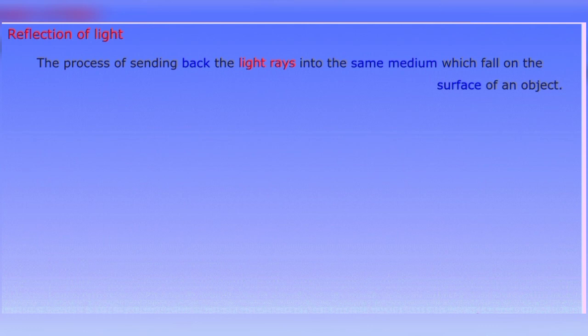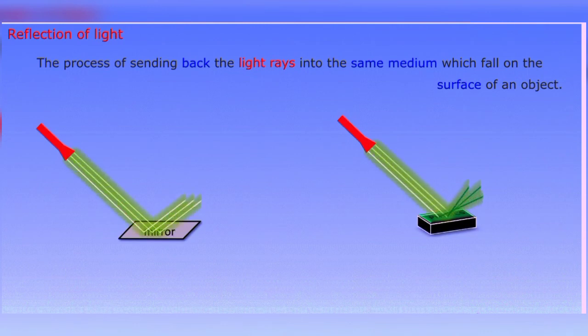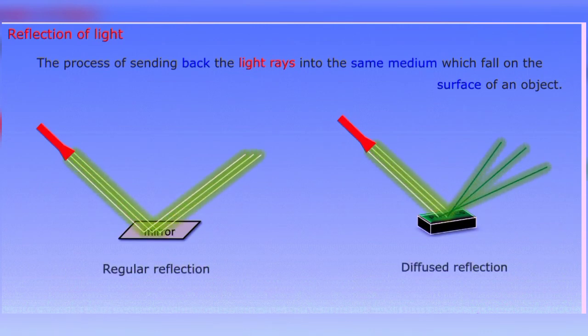The process of sending back the light rays into the same medium which fall on the surface of an object is known as reflection of light. From figure first, we can see that the rays of light falling on the surface of a mirror get reflected to the same medium. This process is known as reflection of light. A surface which reflects the light is known as a reflector. The polished metal surfaces are good reflectors, like silver.